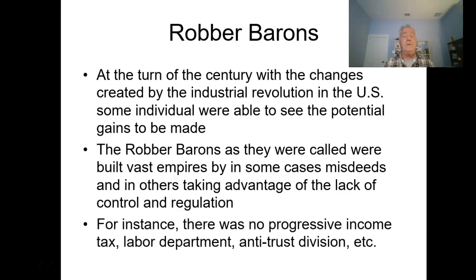Now, also, in addition to that, there was no progressive income tax, no labor department, and again, as I said, no antitrust division. So while these guys are accumulating all that wealth, they were not paying any income taxes. It'd be nice today to have that situation. So there are familiar names of the robber barons.